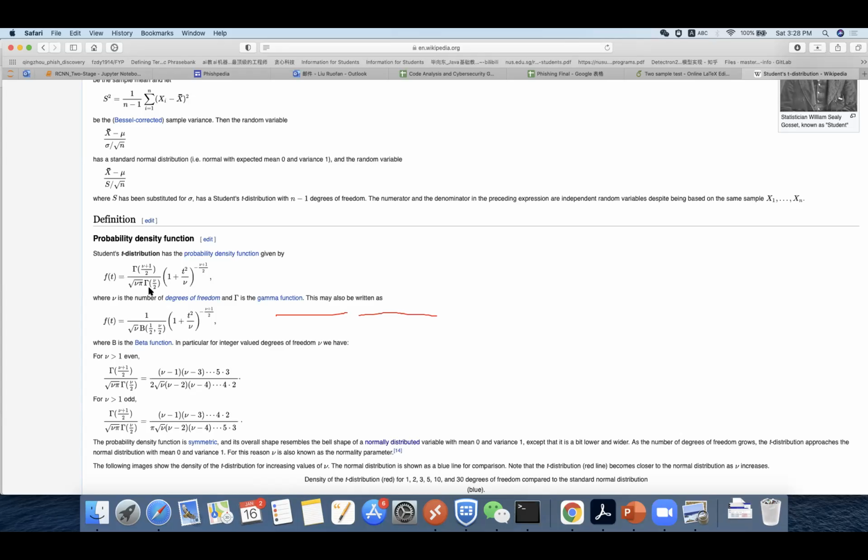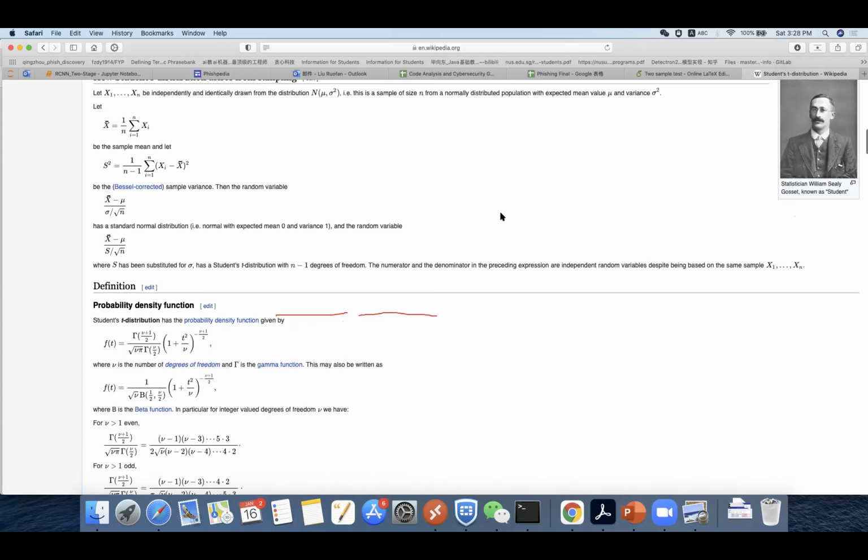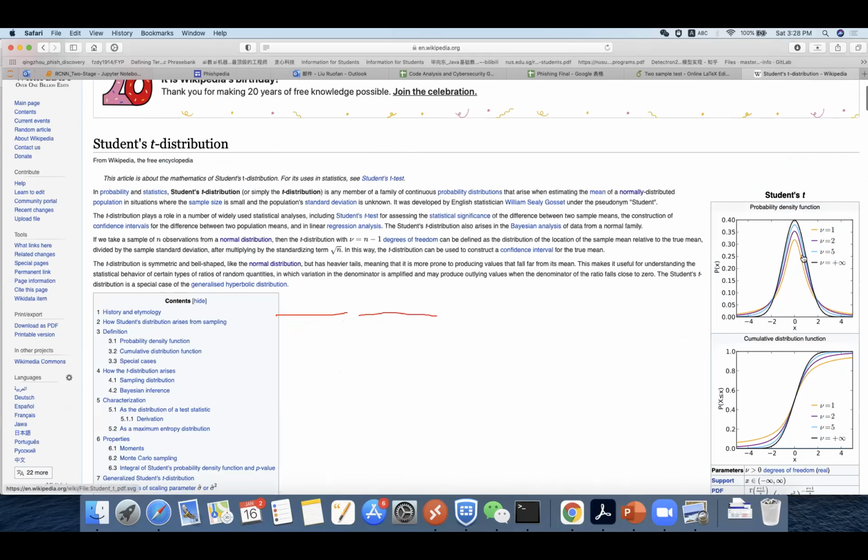T is just a variable here. So V is a parameter. Yeah, V is the degree of freedom. So we can say when V takes different values, it looks different. Okay. So if V becomes larger, then it will become more flat, right? More flat, yeah. It will be flattened.